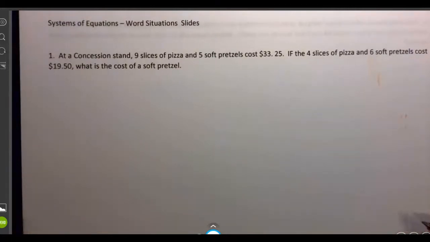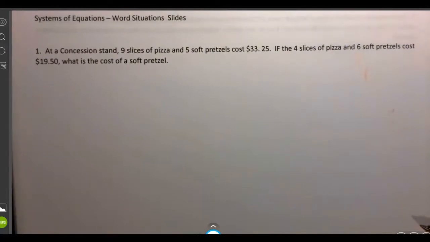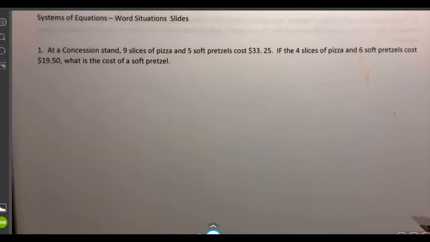So here we go. A concession stand. At a concession stand, 9 slices of pizza and 5 soft pretzels cost $33.25. If the 4 slices of pizza and 6 soft pretzels cost $19.50, what is the cost of a soft pretzel?